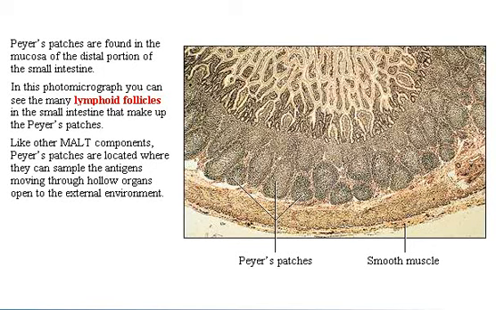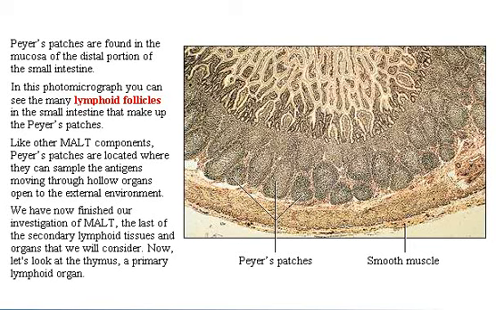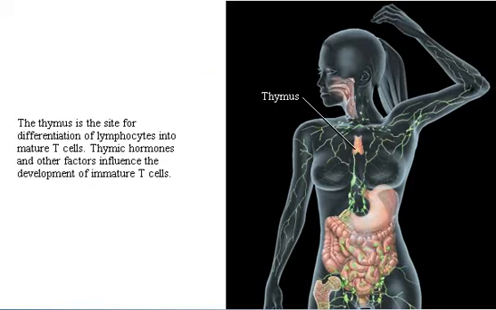If a pathogen escapes the defenses of the MALT, it can still be cleared by responses in lymph nodes or the spleen. We have now finished our investigation of MALT, the last of the secondary lymphoid tissues and organs that we will consider. Now let's look at the thymus, a primary lymphoid organ. The thymus is the site for differentiation of lymphocytes into mature T cells. Thymic hormones and other factors influence the development of immature T cells. Click the thymus to begin.